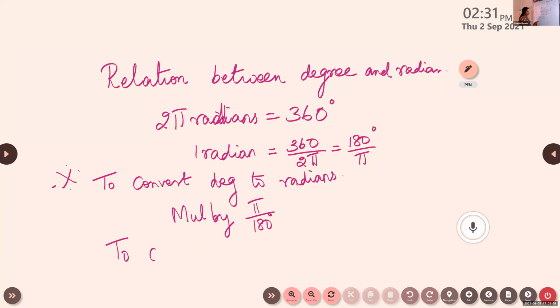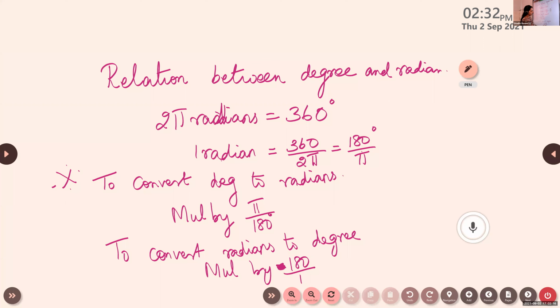Similarly, to convert radians to degrees, we have to multiply by, look here, 1 radian is 180 by pi degrees. To convert radians to degrees, we have to multiply by 180 by pi. So to convert degrees to radians, you multiply by pi by 180. To convert radians to degrees, multiply by 180 by pi.